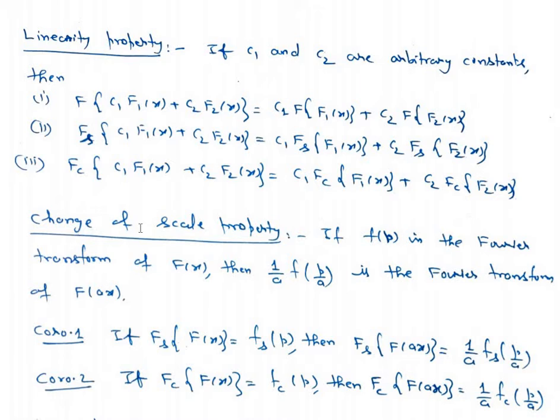Next property is change of scale property. If F(p) is the Fourier transform of f(x), then 1 upon a F of p upon a is the Fourier transform of f(ax).